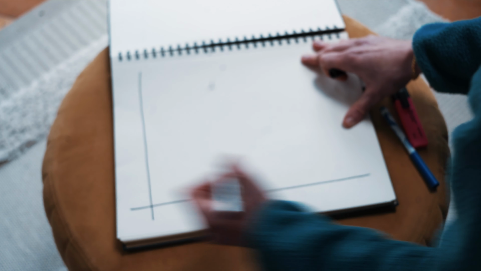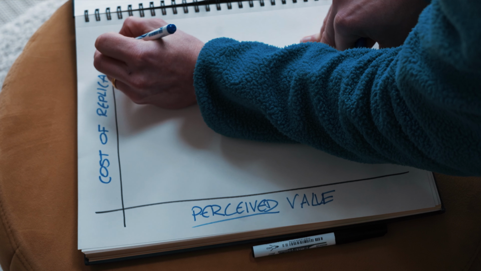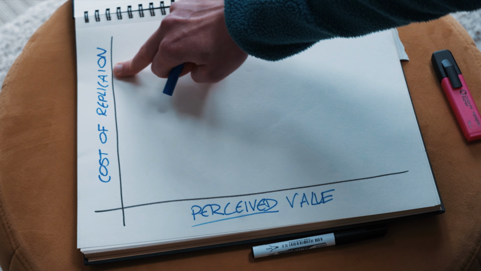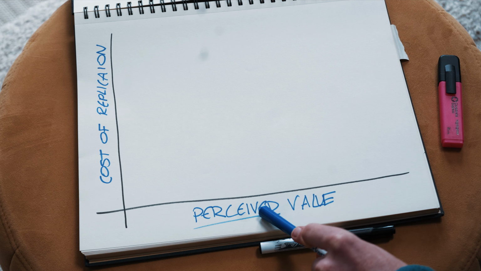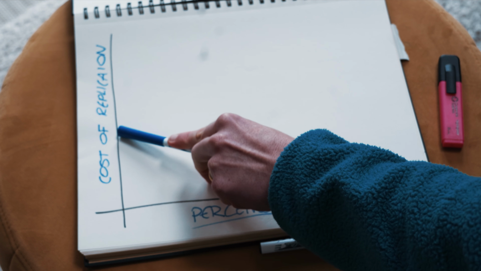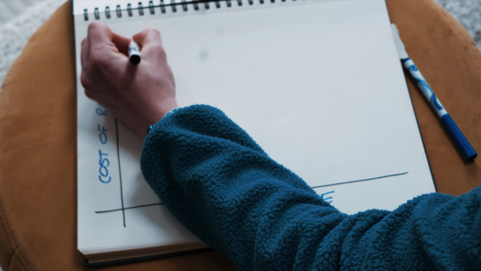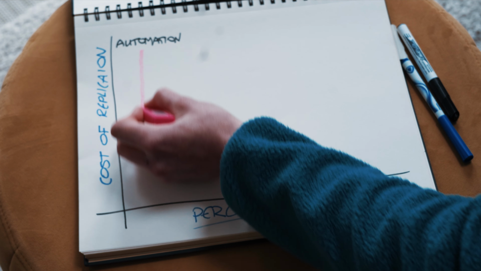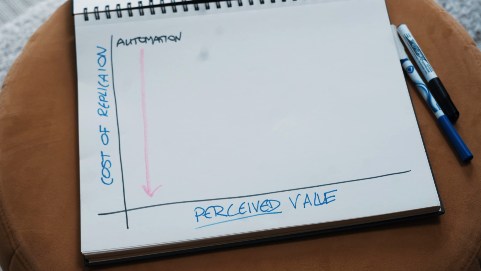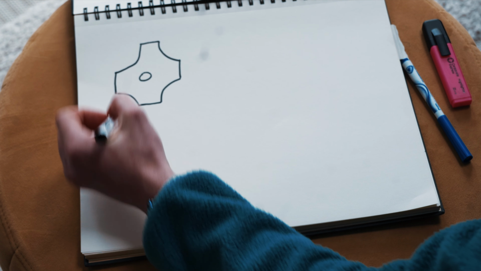So let's break this down. Here we have 2 axes. On one axis we have perceived value. Note perceived. On the other axis we have cost of replication. Perceived value is how much something feels meaningful, unique, or special. And the cost of replication is the effort required to create or reproduce something. And this thing here, called automation, does a great job of reducing the cost to 0. And we've seen this before. We've seen it in mechanicalization.